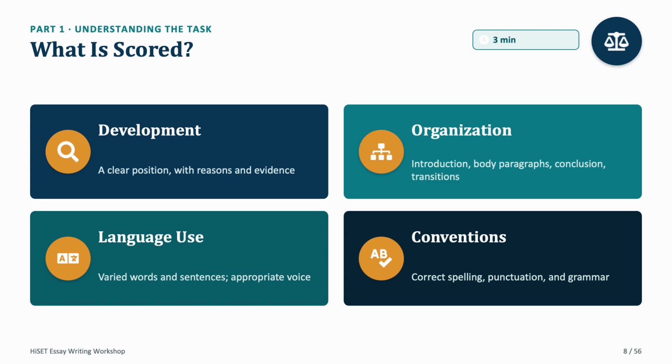Now let's talk about how your essay is evaluated. There are 4 major areas. The first is development. Do you have a clear position? Do you give reasons and evidence? The second is organization. Does your essay have an introduction, body paragraphs, and conclusion? Do your ideas connect logically?